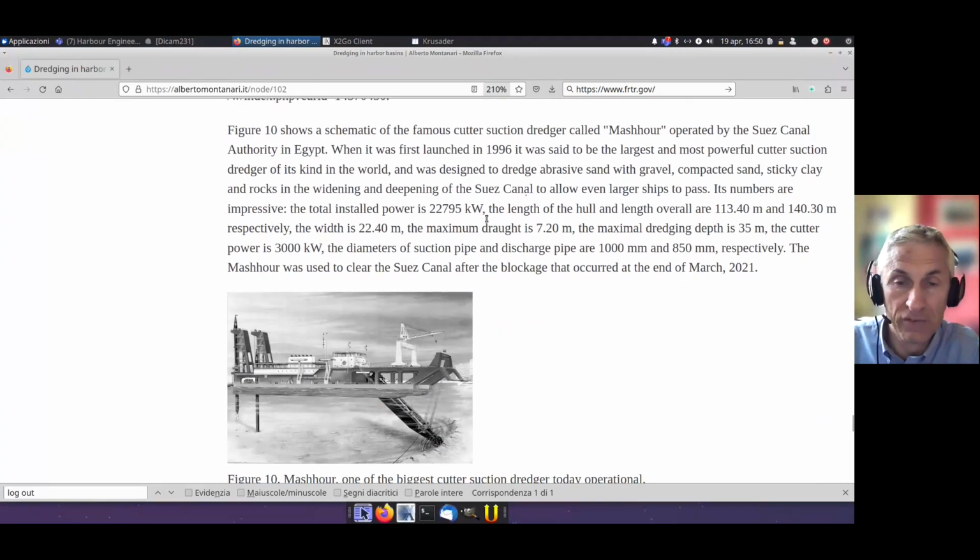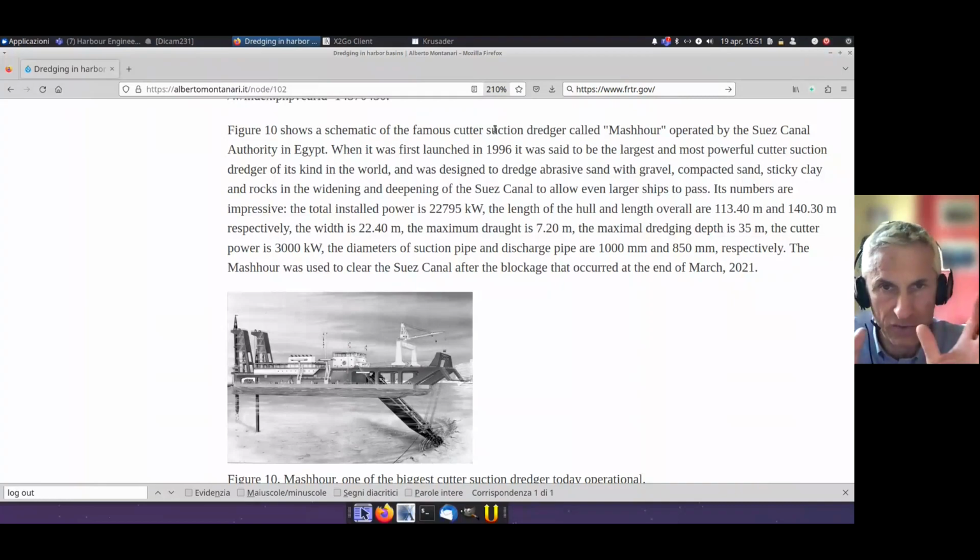This is a very famous cutter suction dredger called Mayur, and it is operated by the Suez Canal Authority in Egypt. When it was first launched in 1996, it was said to be the largest and most powerful cutter suction dredger of its kind at the global level, and was designed to dredge abrasive sand with gravel, compacted sand, sticky clay and rocks in the widening and deepening of the Suez Canal to allow even the larger ships to pass.